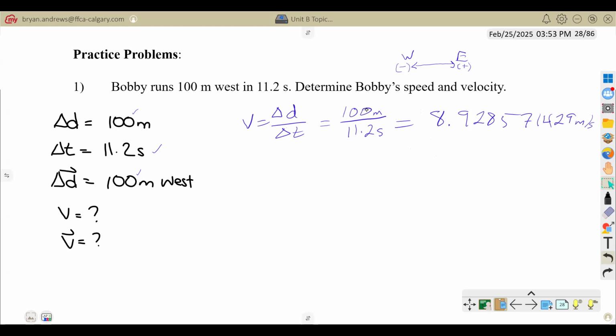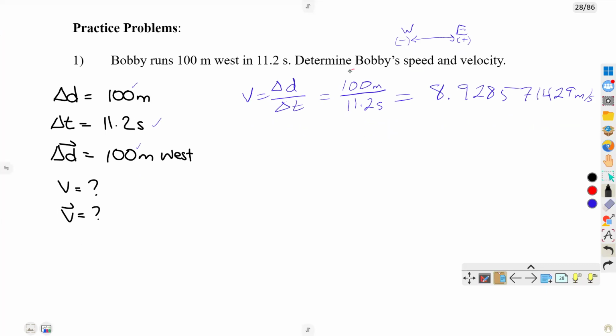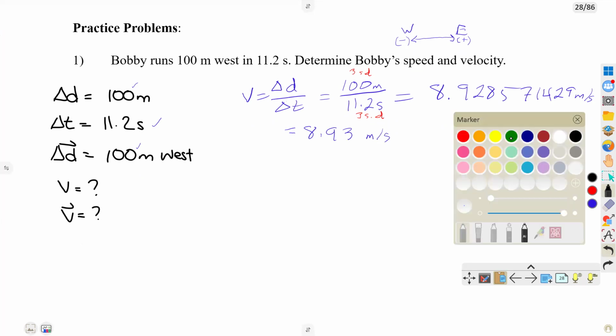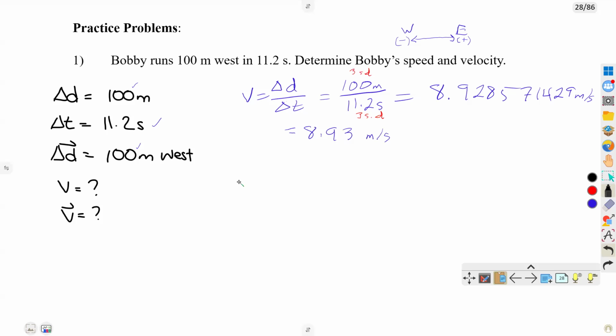We got 3 sig digs in our distance, and we got 3 sig digs in our time. I'm just going to switch colors here. So 3 sig digs here, 3 sig digs here. So our final answer is going to need to be given in 3 significant digits, which for us is going to be 8.93 meters per second. I just want to switch colors here, just so we can do velocity in a different set of colors.